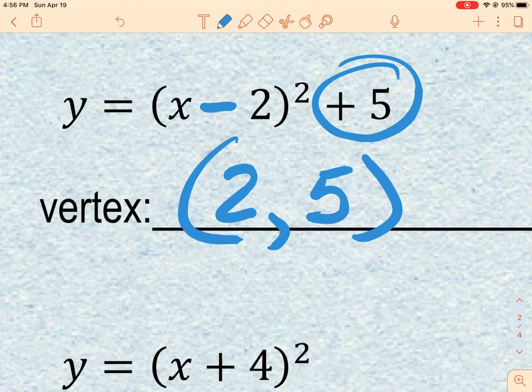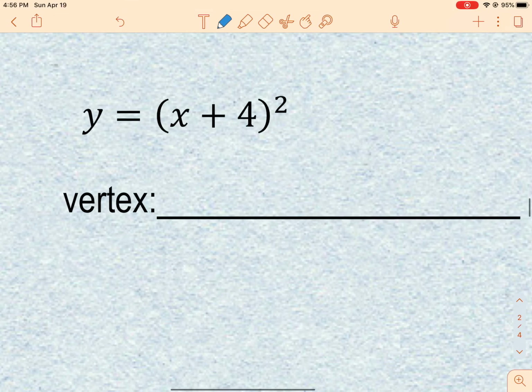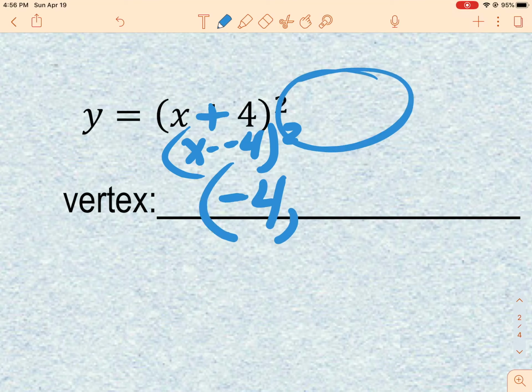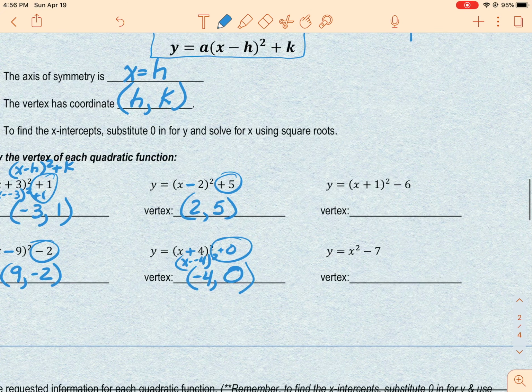So it's the opposite of what's in parentheses, and then it's the normal number that's on the outside. What about this one? So this is a positive 4. So that's like x minus a negative 4. So my vertex is going to be at negative 4. But what's my k value? I don't have anything there. Nothing is being added. So then I have a 0. So negative 4, 0 would be that vertex.